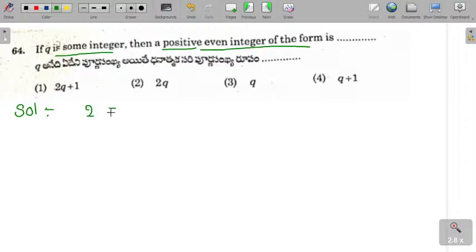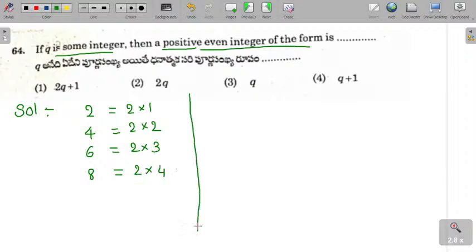2, we can write 2 into 1. 4, we can write 2 into 2. 6, 2 into 3 we can write. 8, 2 into 4 we can write. 10 is an even number, that we can write 2 into 5. Next even number 12, that we can write 2 into 6, and so on.